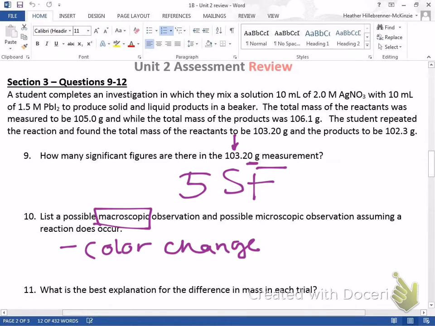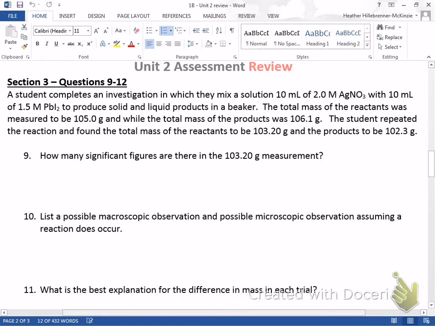When I see a color change, we see a solid. Yeah, microscopic, you would see that there would be a change. The microscopic would give you a change in the arrangement of the atoms. All right, so the big thing you need to make sure you understand is macroscopic you can see, microscopic you cannot.